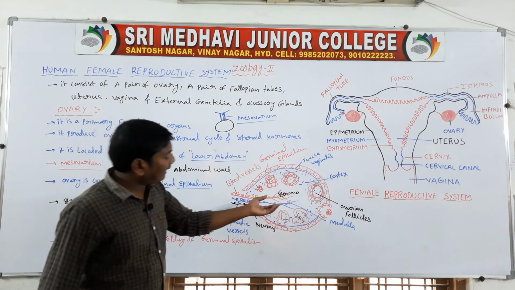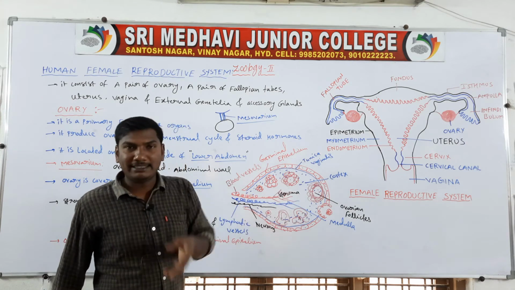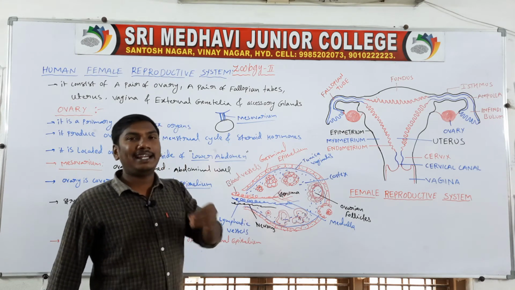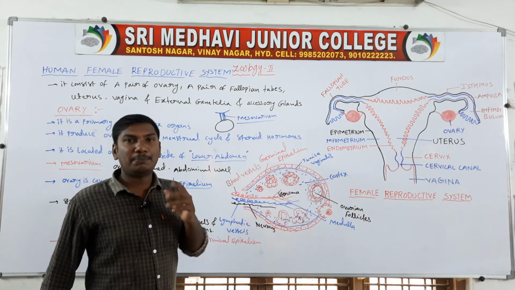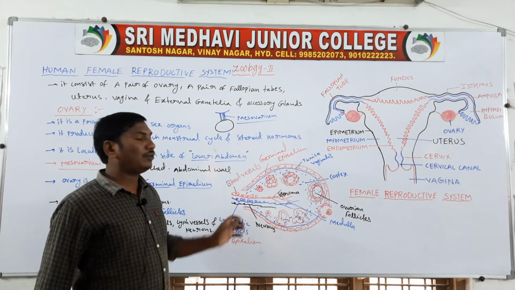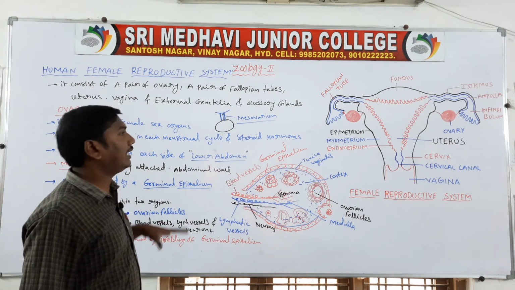Next one, the inner medulla region. The inner medulla region contains blood vessels, lymphatic vessels and neurons. So that is the ovary.